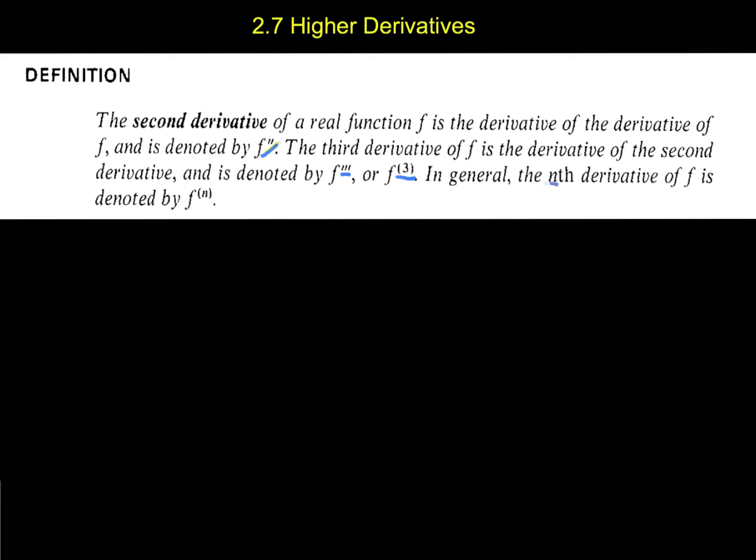and in general, the nth derivative is the derivative of the (n minus 1)th derivative, and we denote it again as f raised to the parentheses n. That's our notation. We'll never say f raised to the parentheses n; we'll just say the nth derivative of f.